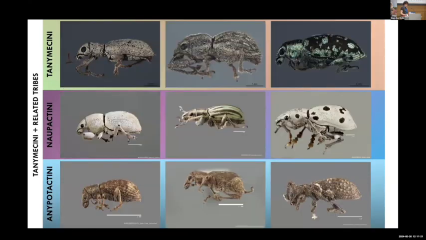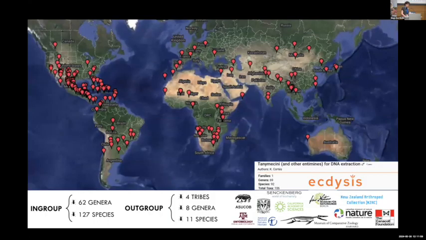And when we focus on the neotropical weevils, we see that Tanymecini also morphologically resembles other tribes like Naupactini and Anypotactini. And their relationships have not been tested. So I was like, okay, I'm going to try to do it. My background is in morphology, but I was interested in getting into genomics. So I was like, why not just try this long shot by extracting DNA from all specimens?